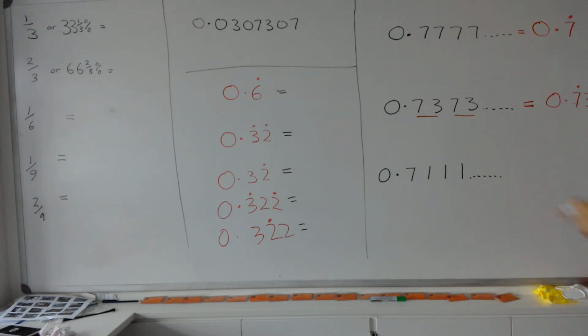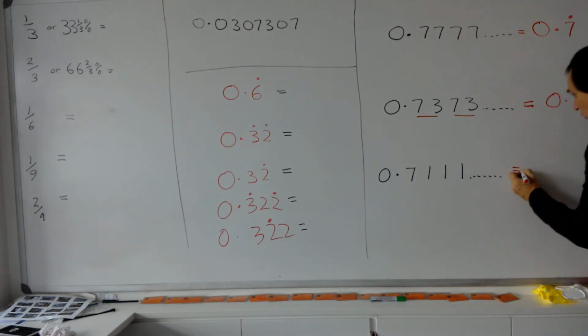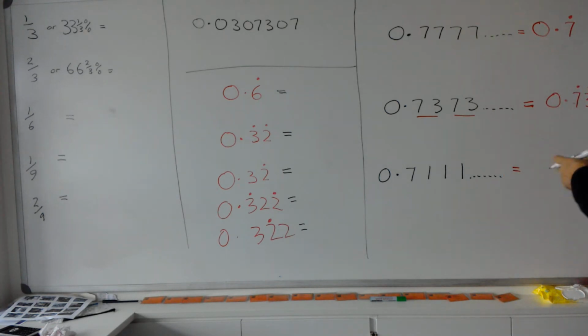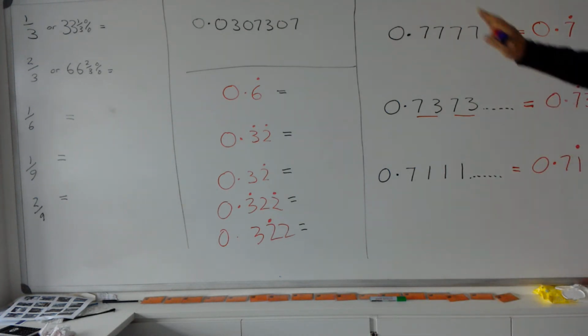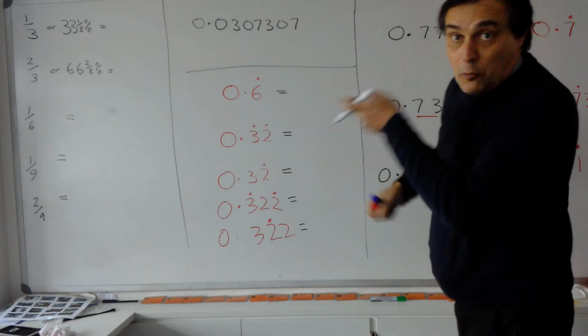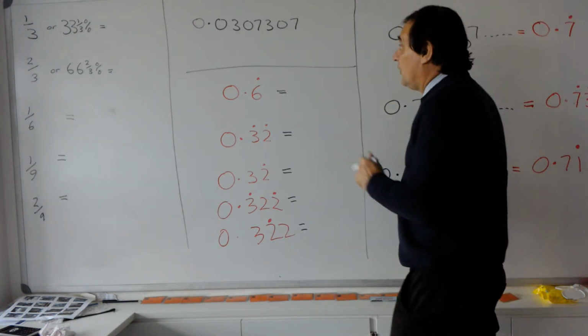Slightly different is this one, because if I've got 0.711111 and so on, as you can see, it's the ones that are carrying on. So the way I would write it would be 0.71, but I'd just put the single dot over the 1, because once you've had the 7, nothing else is happening. It's the ones that carry on. Okay? Let's have a look at one final one before we start to do things the other way around.